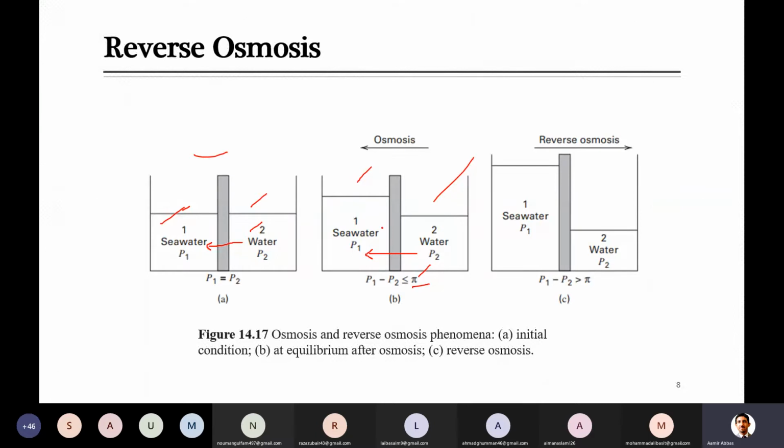Yesterday this was also, I think, discussed. So it will keep on increasing. Overall, we can say the difference in pressure is just the difference of these two pressures, and that is equal to pi.